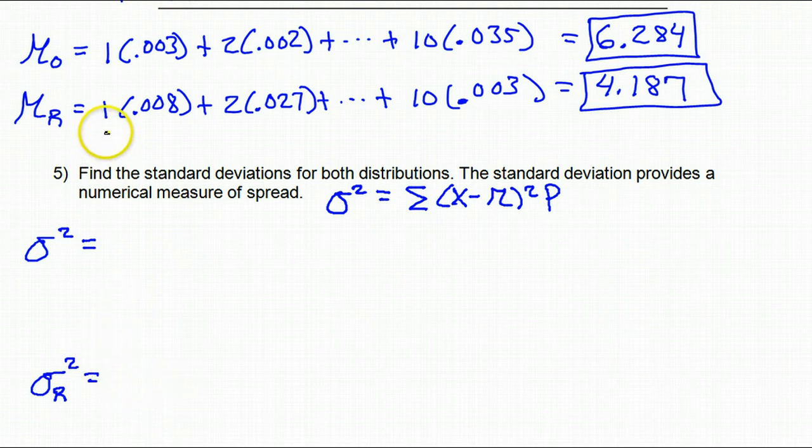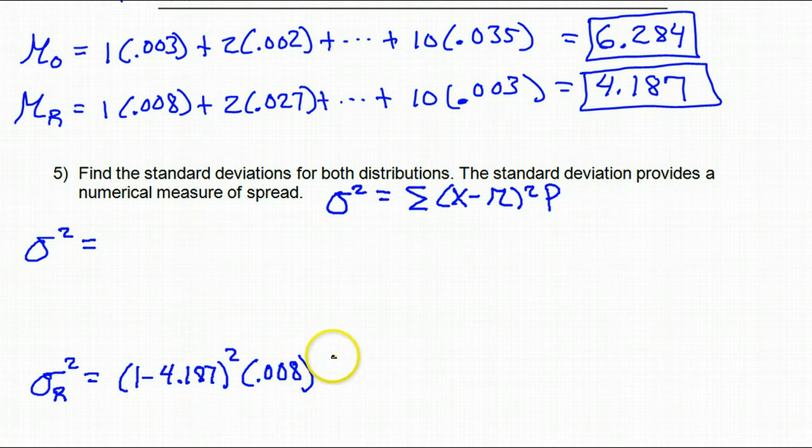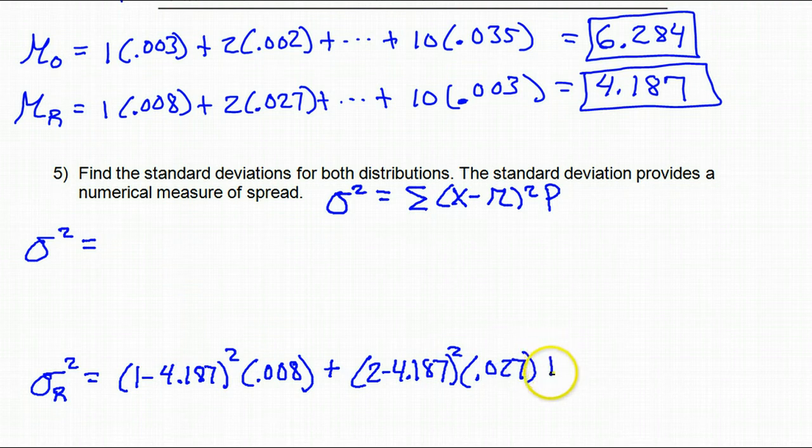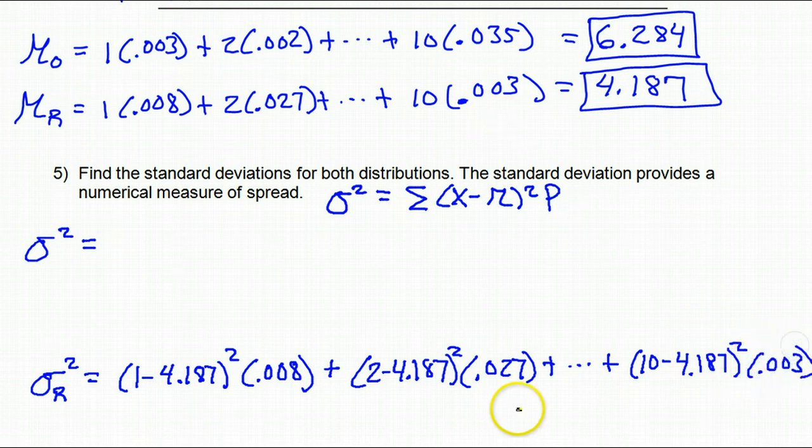In this case, that would be 1 minus the mean, 4.187, squared, times the first probability, 0.008, plus 2 minus the mean squared times its probability of 0.027, plus dot dot dot, and skip to the last one, which will be 10 minus the mean, 4.187, squared, times its probability of 0.003.